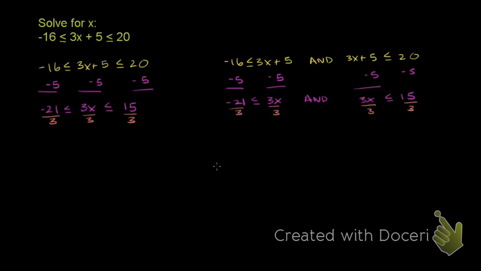This statement and this statement are completely equal. And we've solved for x. We've given you the solution set. And if we want to graph it on a number line, it would look like this.